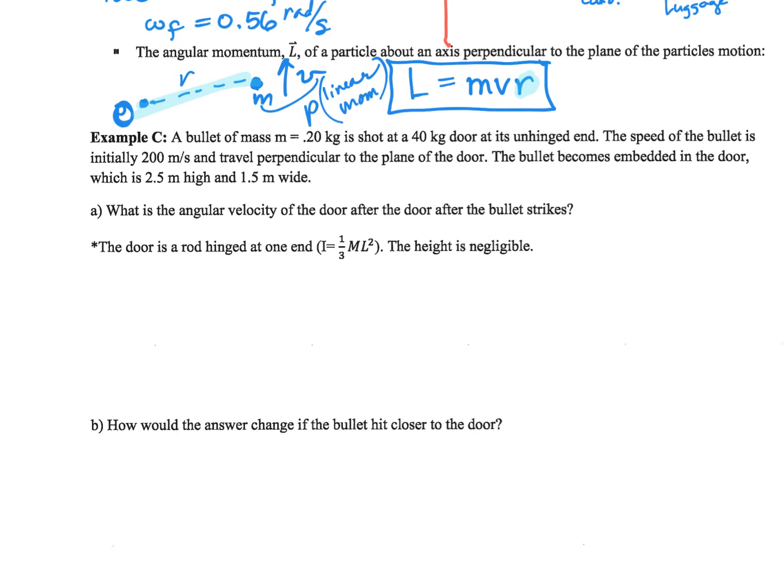We have example C. We have a bullet of mass 20.2 kilograms shot at a 40 kilogram door at its unhinged end. The speed of the bullet is initially 200 meters per second. We know the door is hinged. The bullet travels perpendicular to the plane of the door. Why is that important? Full force, yep. The bullet becomes embedded in the door, and then it gives us the area of the door. It says, what's the angular velocity of the door after the bullet strikes?